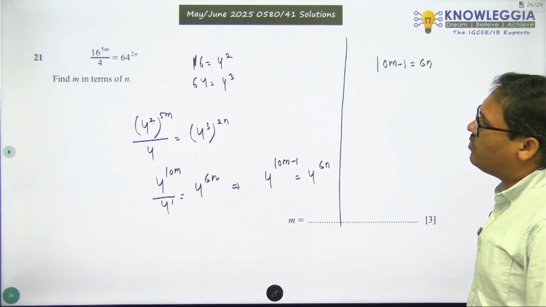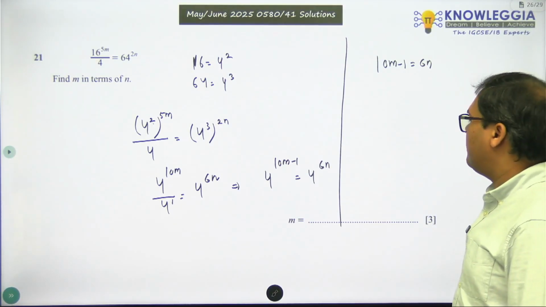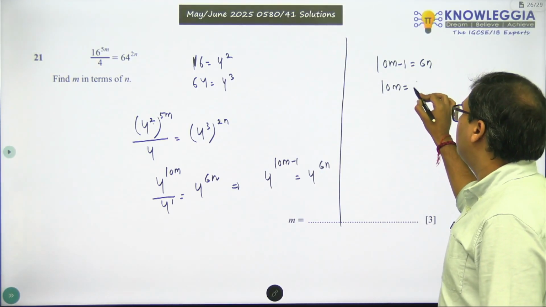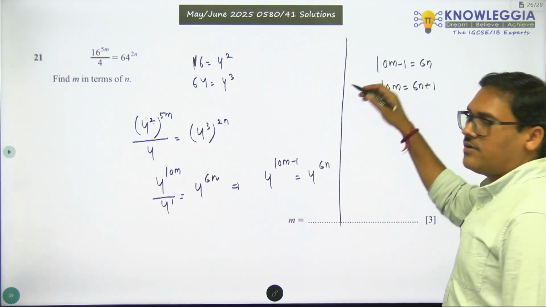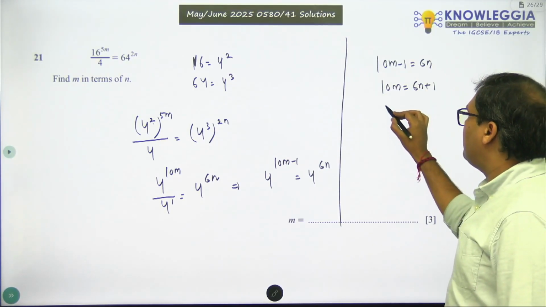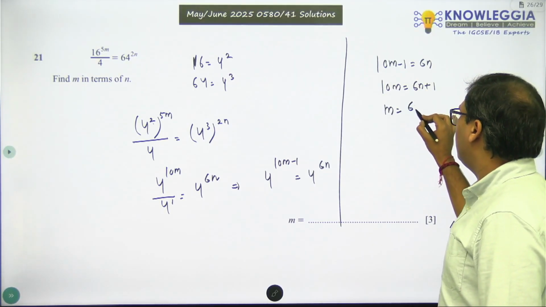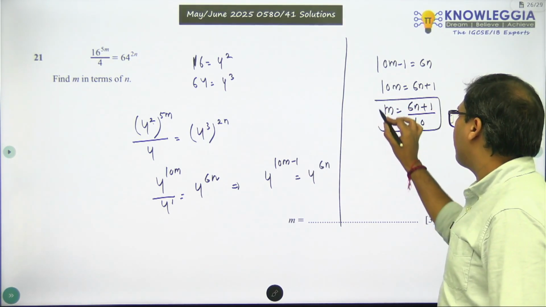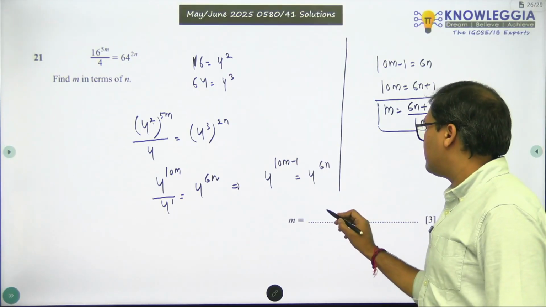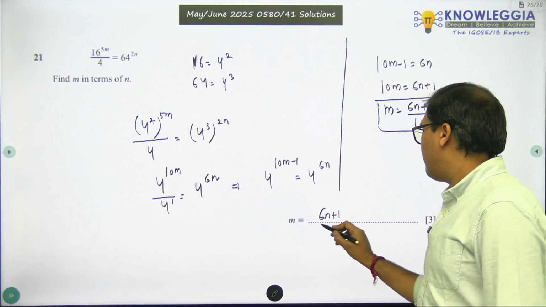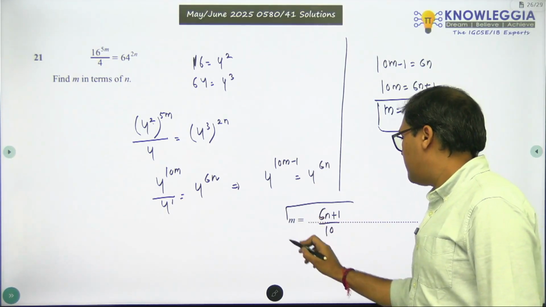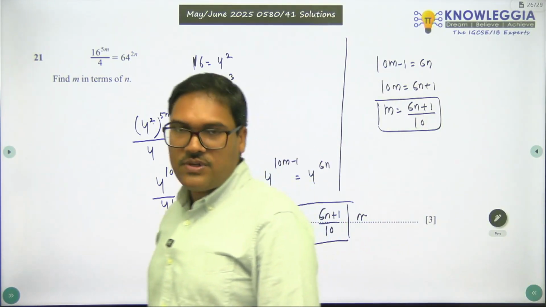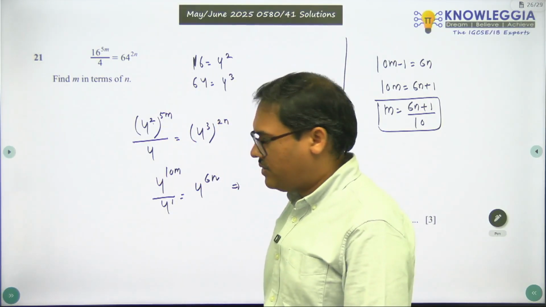So, what is the question? You have to find m in terms of n. That means you have to make m the subject. That is 10m equal to 6n plus 1. Add 1 on both sides. Now, divide by 10 on both sides. So, what is m? This is 6n plus 1 divided by 10. That is the answer for this question. So, m is 6n plus 1 upon 10.